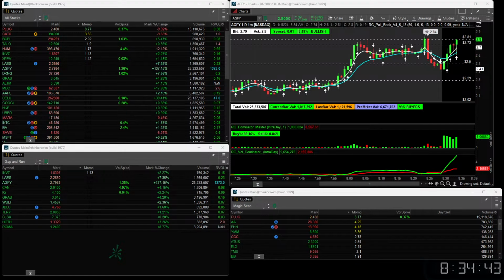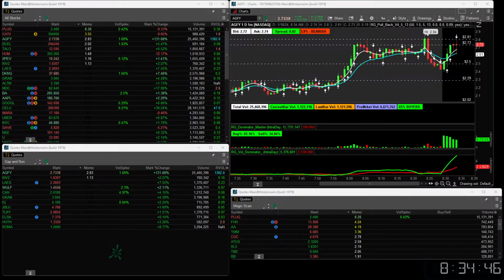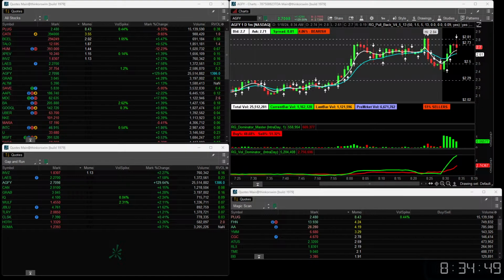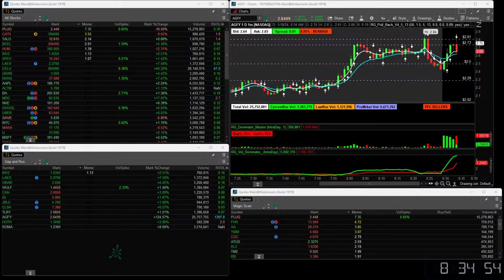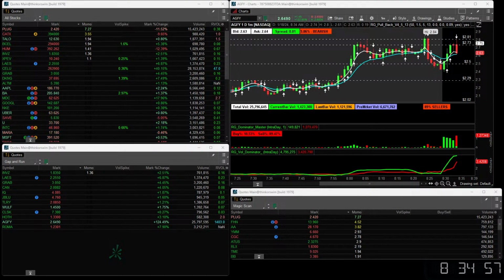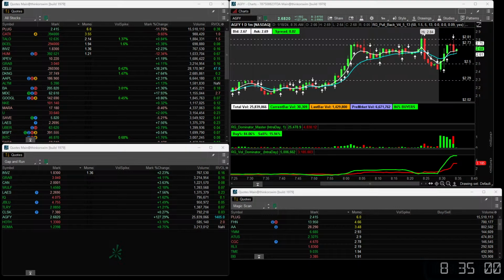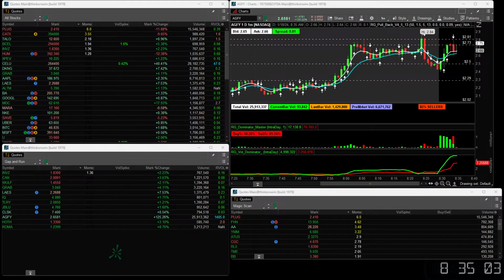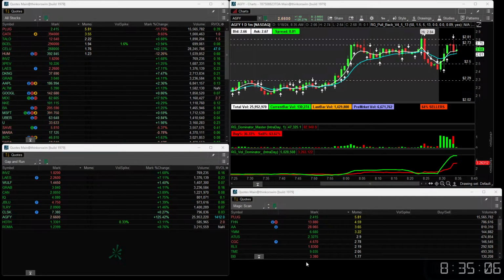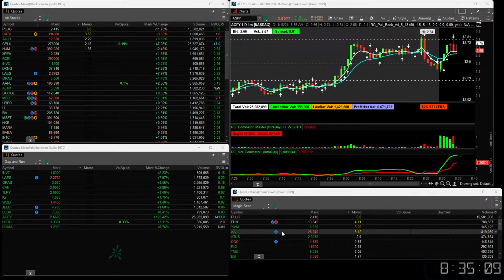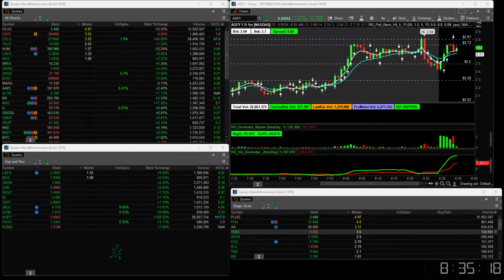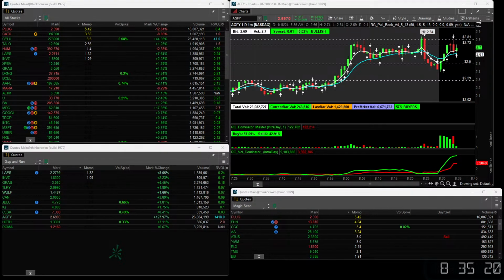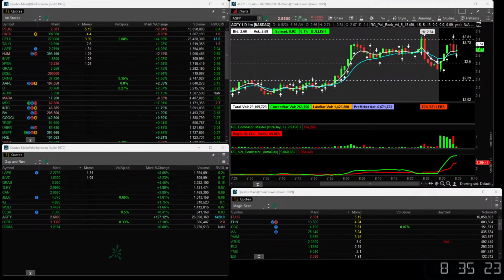All right, I got one of them working. So AGFY has an R vol over 5. So that means the volume is trading 5 times higher than previously.